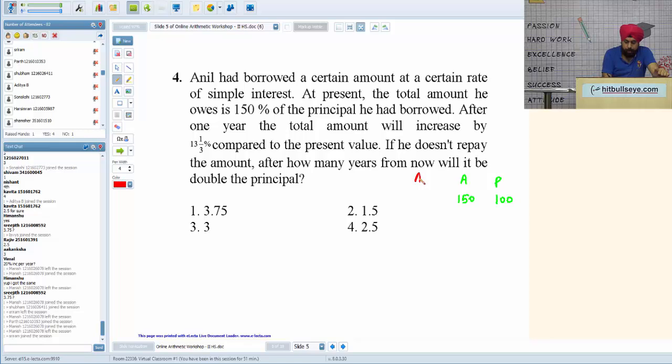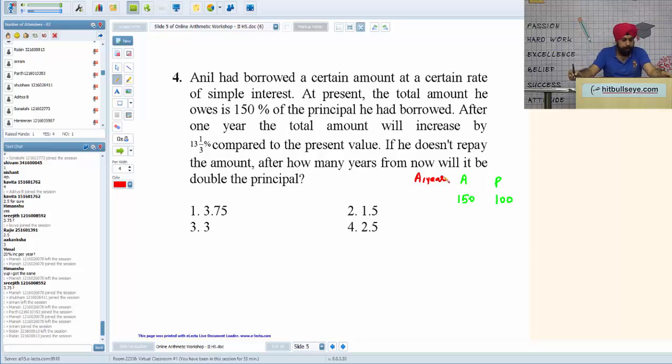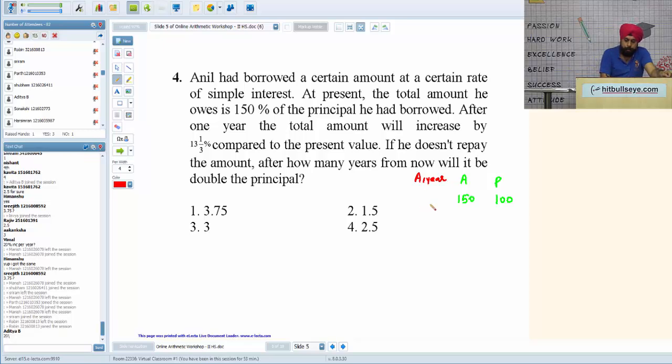Now let me write the amount, this is after 1 year. Now it will increase by 13 1/3%. So students, if you convert 13 1/3, it becomes 13 3s are 39 plus 1, 40/3. So if 40/3 you increase in 150, you get an interest of 20 rupees, students.